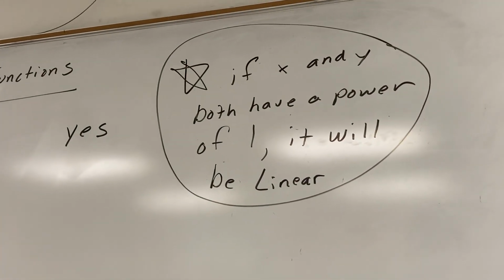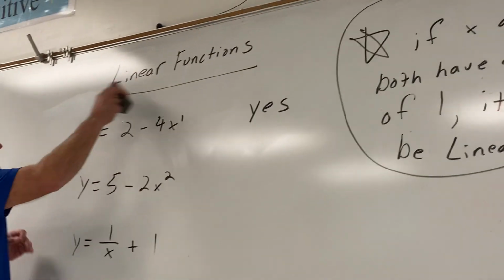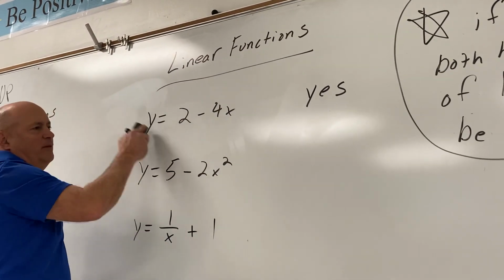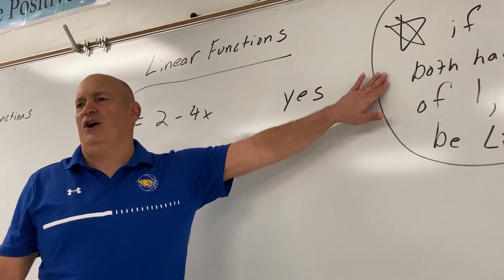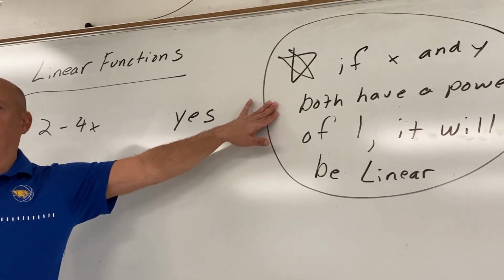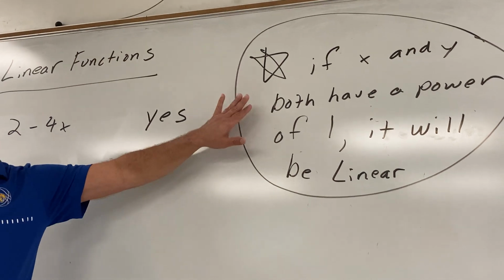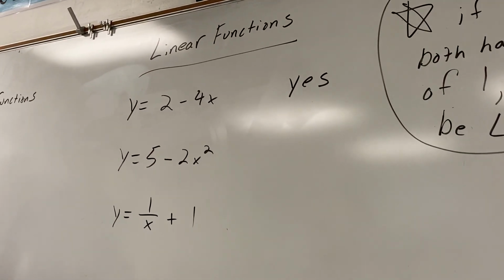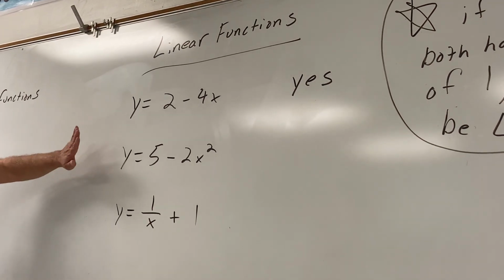They're not going to put ones when they write the equation, but if you see x to the power of 1, y to the power of 1, almost all the time, did y'all hear those words? Almost all the time, it's going to be a linear. There are very rare occasions where it's not. All right, let's go to number 2.